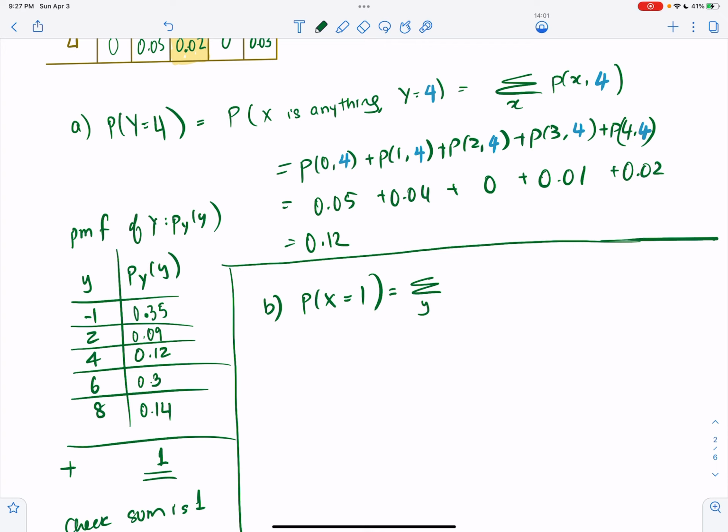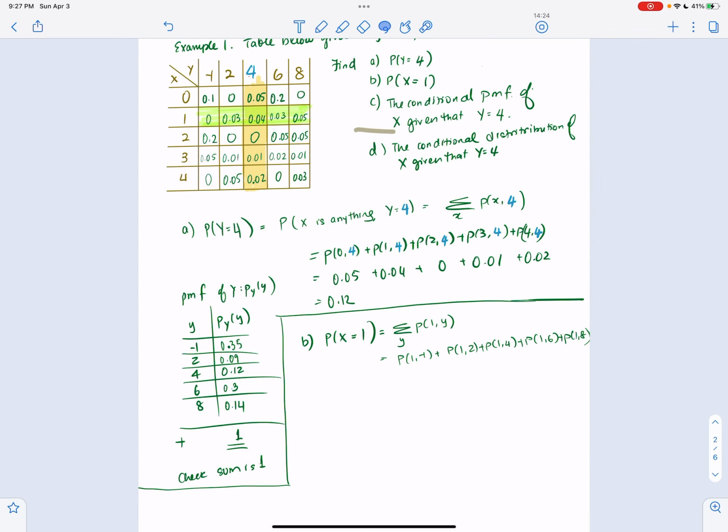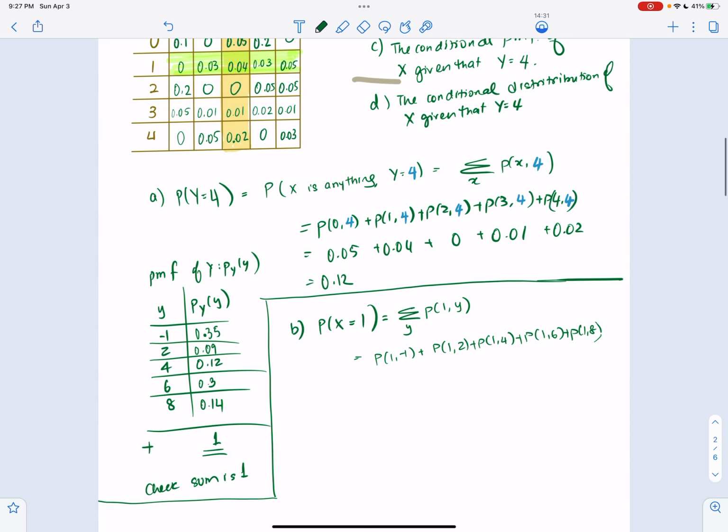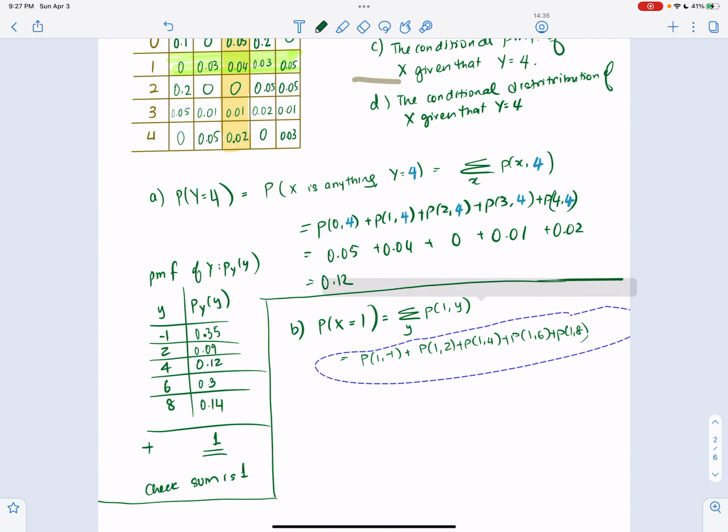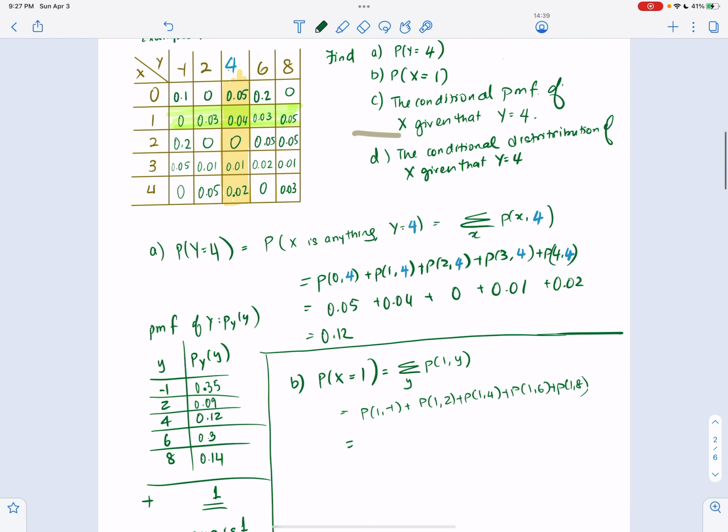If you want, write out the whole thing: sum over all values of y, p of 1 comma y. So that will be p of 1 comma -1 plus p of 1 comma 2 plus p of 1 comma 4 plus p of 1 comma 6 plus p of 1 comma 8. Adding up all of these values is adding up values on that row. Just like we did for y's, where we add up the columns, over here we add up the rows. And what are the values? 1 comma -1, that is 0. The probability of x equaling 1, y equaling 2 is given by that entry. Probability x equals 1, y equals 4 is given by that, and so on.